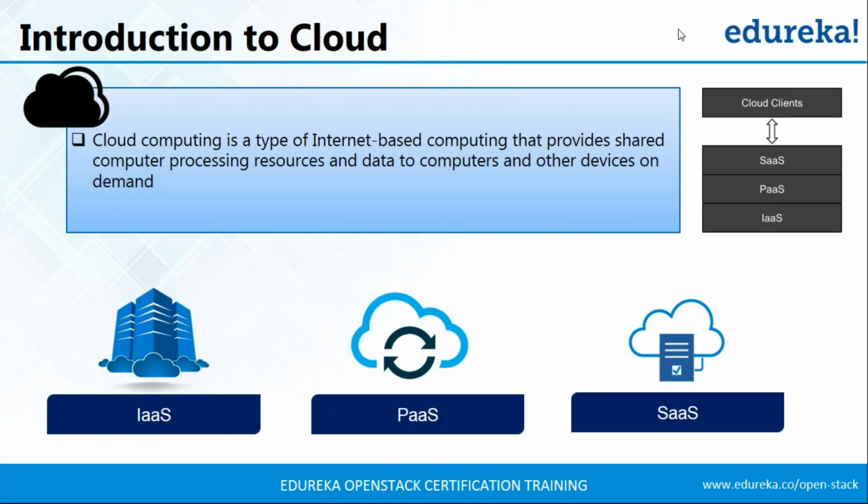The first one is IaaS, which means Infrastructure as a Service. The second one is known as PaaS, which is Platform as a Service, and the third one is SaaS, which is Software as a Service. Now let me tell you what these are in a brief way.